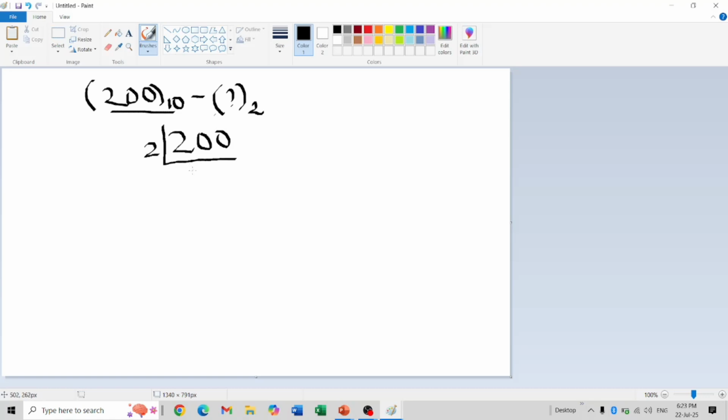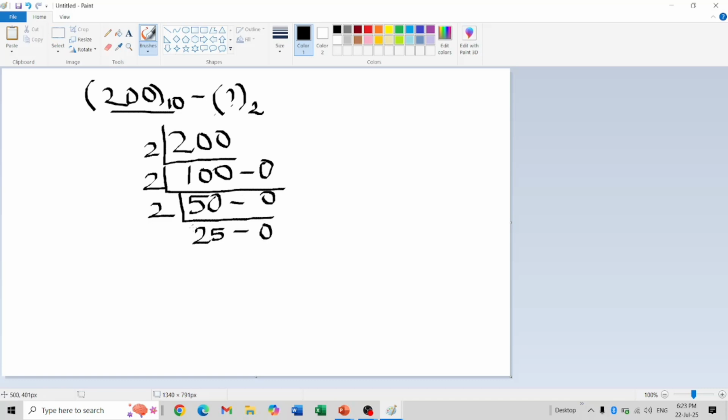And what is the quotient here? 100 is the quotient, right? And what is the remainder when you are dividing 200 by 2? It is a 0 remainder you will get, right? And again 100 you are going to divide by 2. So 50 2s are 100. So completely it is divisible. So 0 again you are getting. Again you are dividing the number by 2. Again what is the answer now? 25 2s are 50. The remainder is 0.